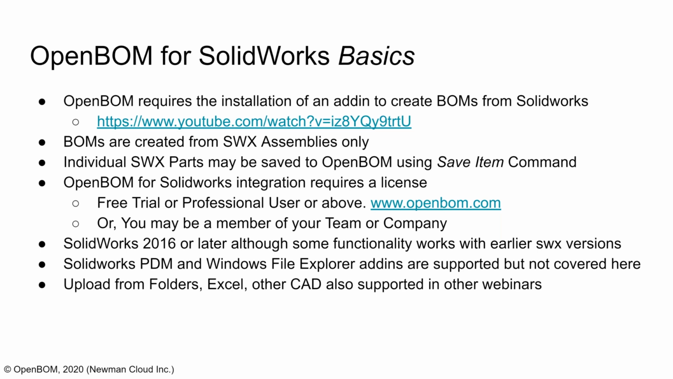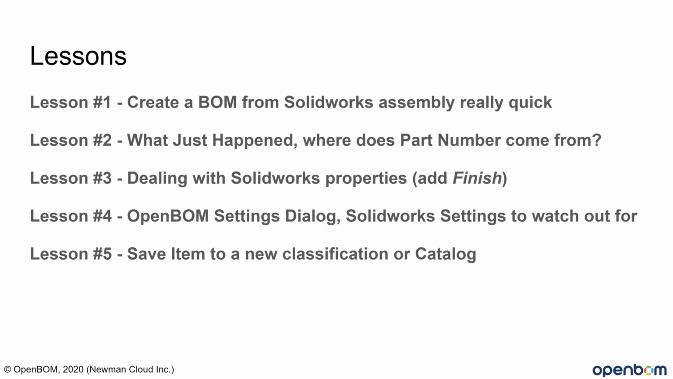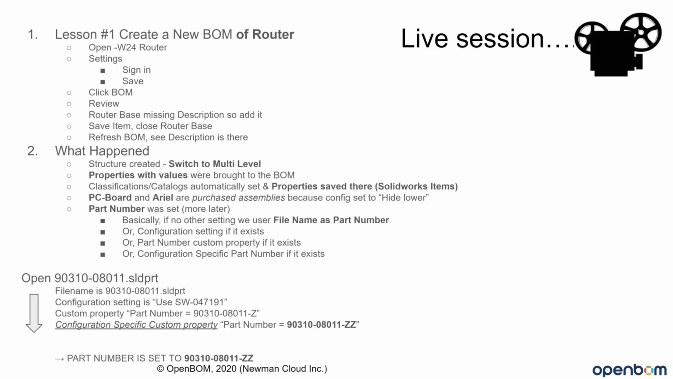We're not going to cover those today, as well as folder upload in Excel and other CAD formats, which we're also not going to cover today. So in today's webinar, we're going to go through 5 individual lessons, and they are, as we discussed, quickly creating a BOM for SolidWorks, taking an assessment of what just happened, dealing with properties, adding some properties, things to watch out for, settings that are important in both SolidWorks and OpenBOM, and then finally, saving that part into a new catalog. So this is where we're going to start lesson number 1.